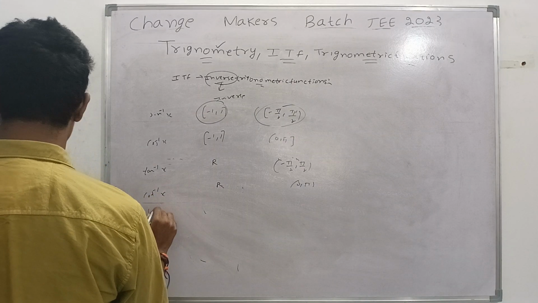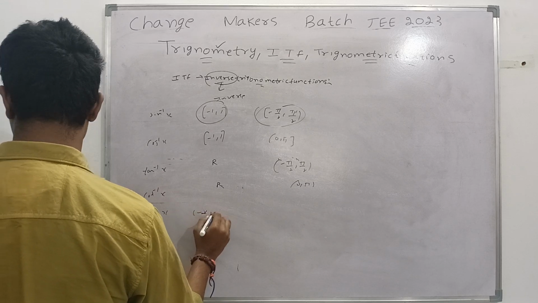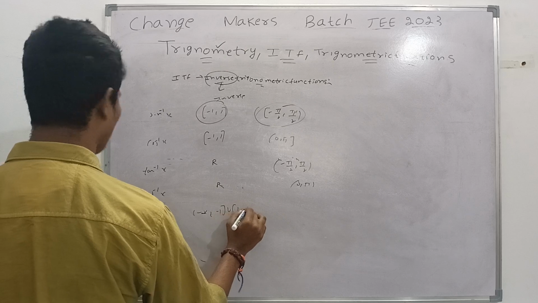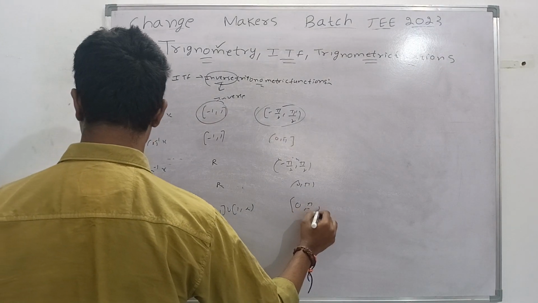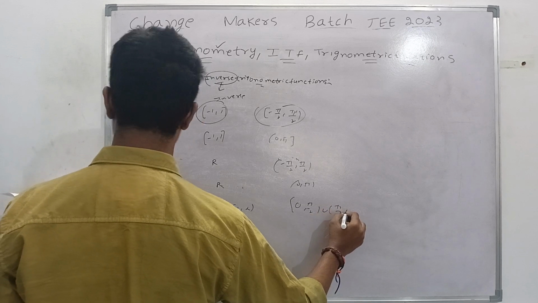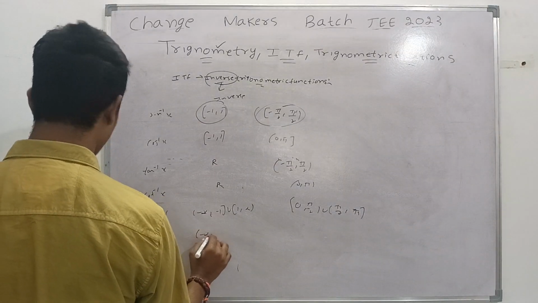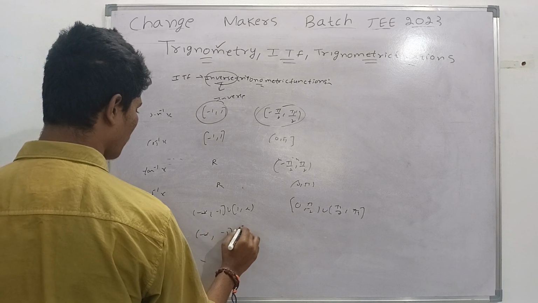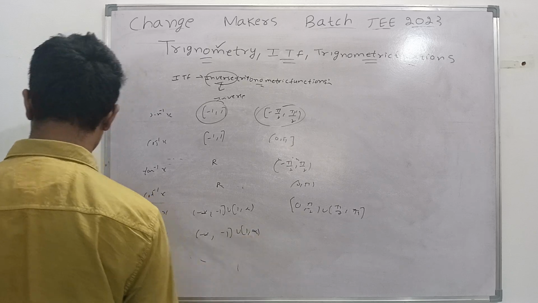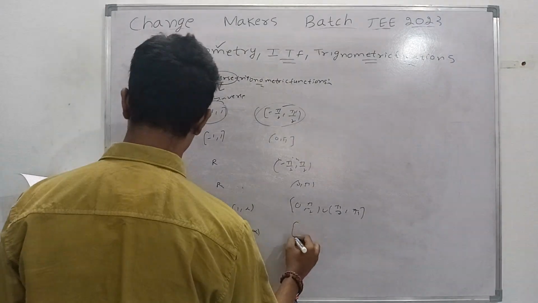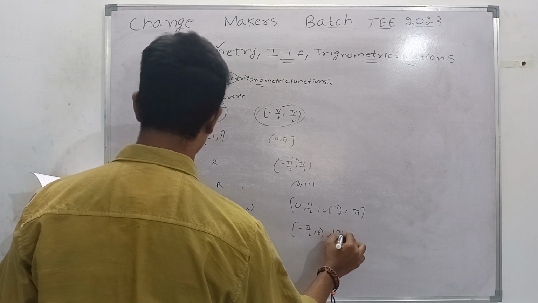Next, secant inverse x and cosecant inverse x. The domain is minus infinity to minus 1, union 1 to infinity. The range is 0 to pi by 2, union pi by 2 to pi, closed. For cosecant inverse x, the domain is minus infinity to minus 1, union 1 to infinity, and the range is minus pi by 2 to 0, union 0 to pi by 2.